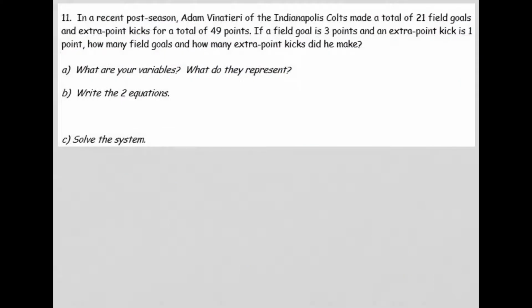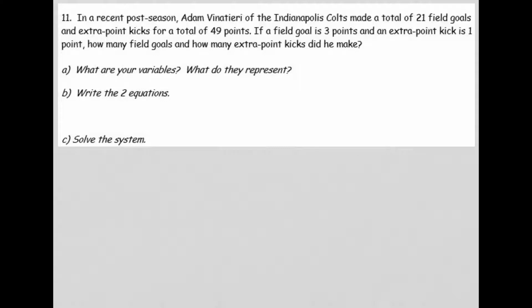All right, here's a football question. This football player, Adam, he made a total of 21 field goals and extra point kicks for a total of 49 points. So he's kicked some amount of field goals and he's kicked some amount of extra points, so like the point after the touchdown. And all total he scored 49 points by doing that. So the field goals were 3 points and the point after is worth 1. How many field goals did he make and how many extra point kicks did he make?